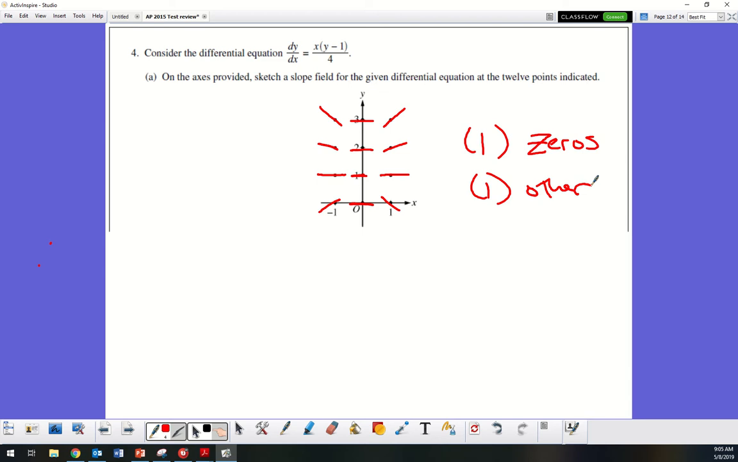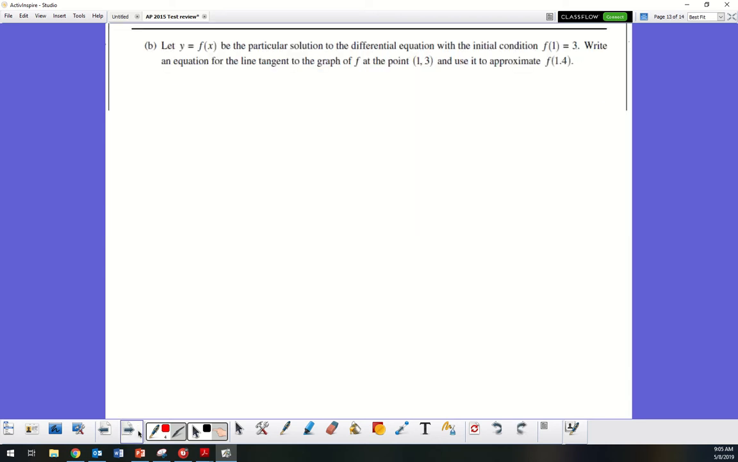But you have to know that you're plugging in 0 for this. So when x is 0, no matter what the y is, the whole thing is going to come out to be 0. And then do the other. So you get 1 point for zeros, 1 point for the other. So it's plus 2, right?